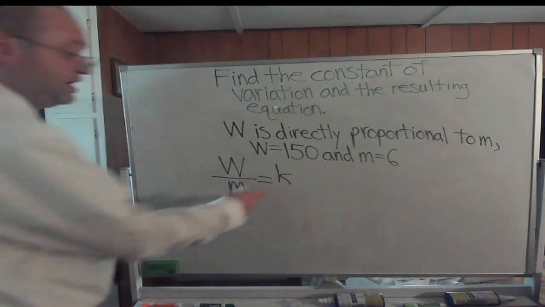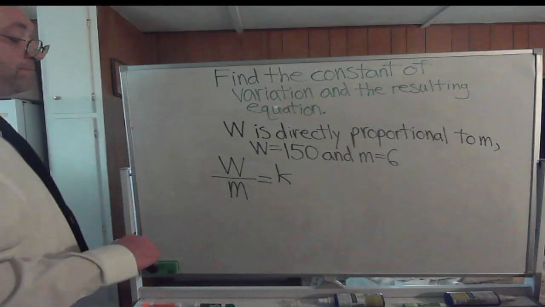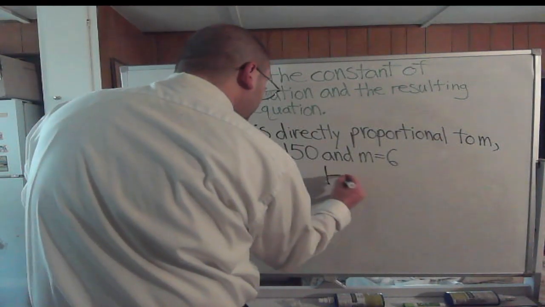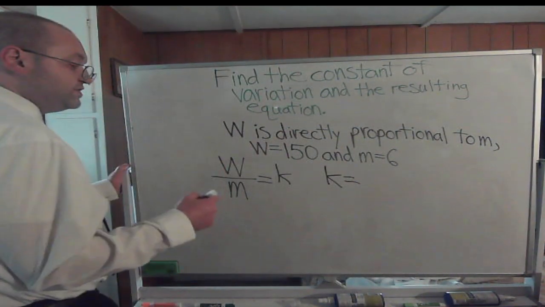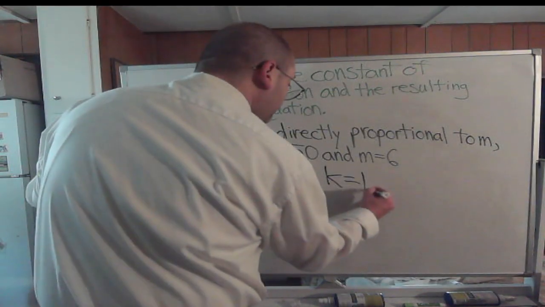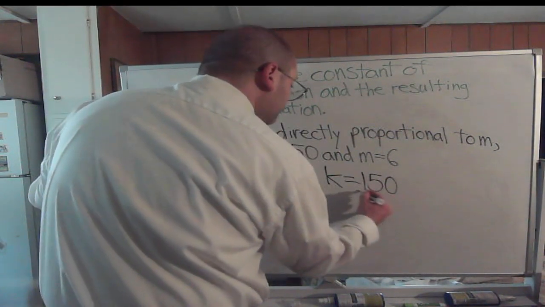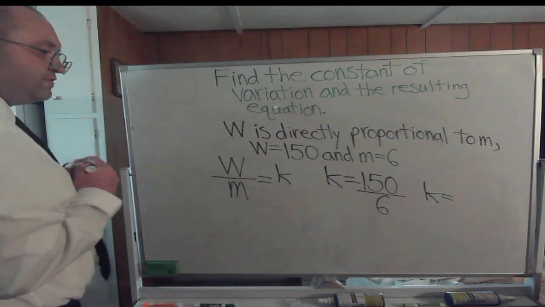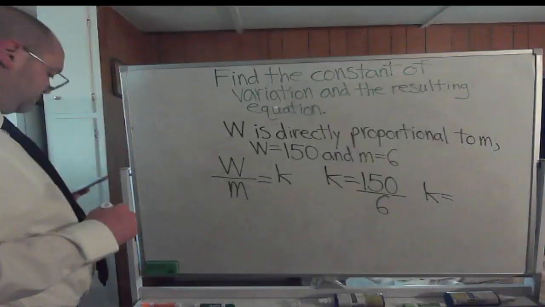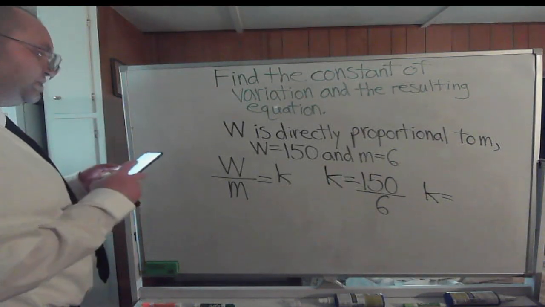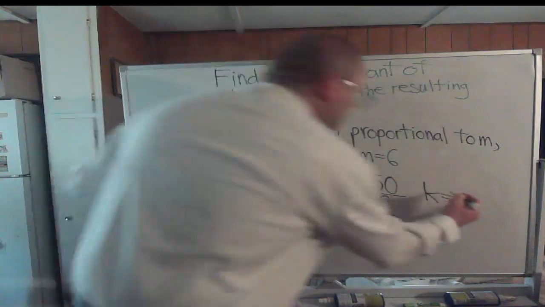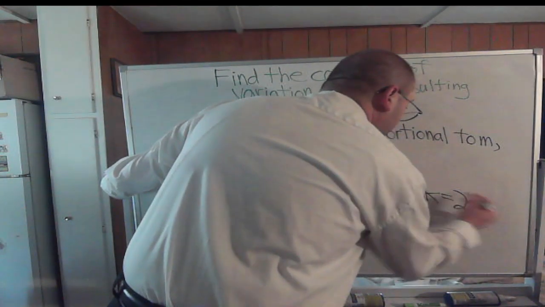Well, we got our work cut out a little bit for us here because we want to find the constant of variation. Well, we already got the values of W and M. All we have to do is plug them in. 150 for W over 6 for M. Now we just got to take 150 divided by 6. Yep, 25. So your constant of variation in this particular equation is 25.